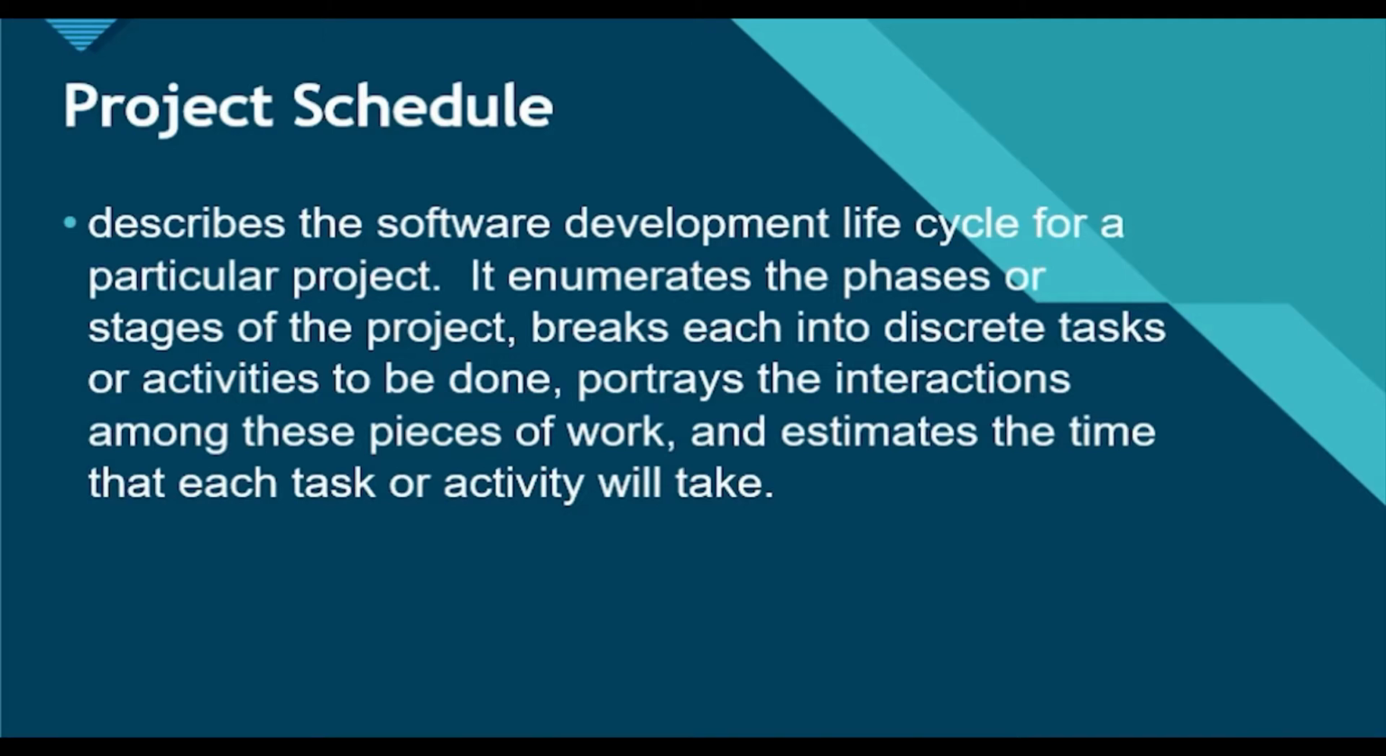Project schedule describes the software development life cycle for a particular project. It enumerates the phases or stages of the project and breaks each into discrete tasks or activities to be done. It portrays the interactions among these pieces of work and estimates the time that each task or activity will take.